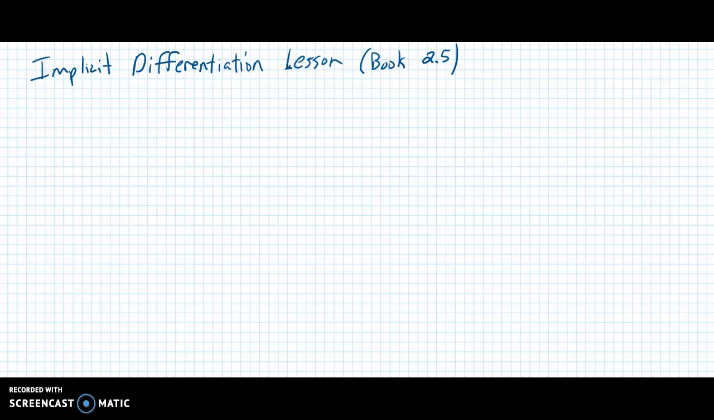Today we are going to talk about implicit differentiation. This is section 2.5 in your book. The first thing I should do is talk about what an implicit equation is.